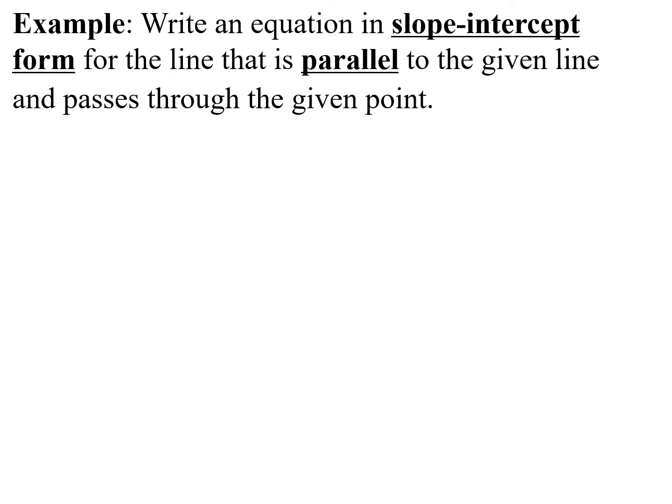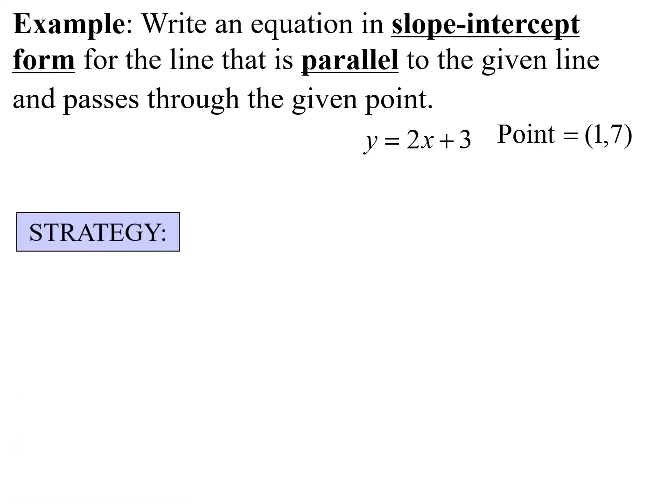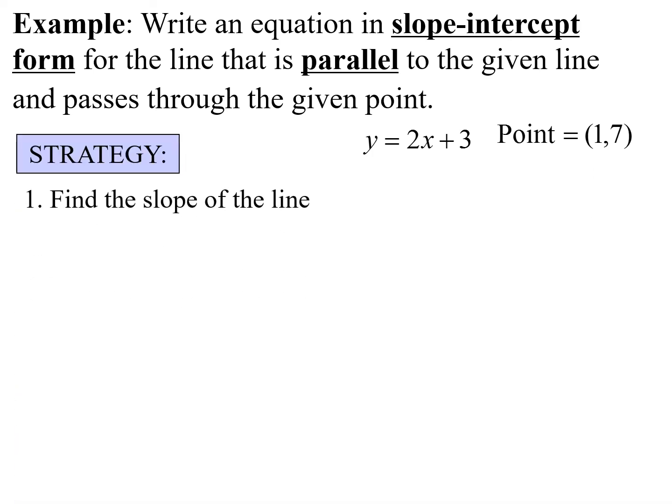All right, so let's take a look at writing an equation in slope-intercept form of a line that is parallel to the given line passing through the given point. So the line that we want to be parallel to is y equals 2x plus 3, and the point that we want to go through is 1, 7. So for our strategy, we want to find the slope of the line.